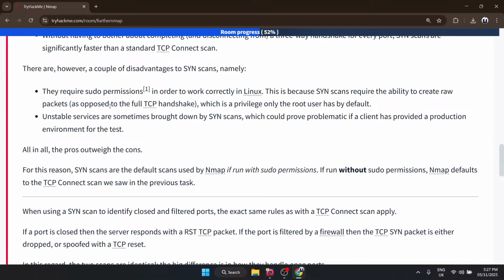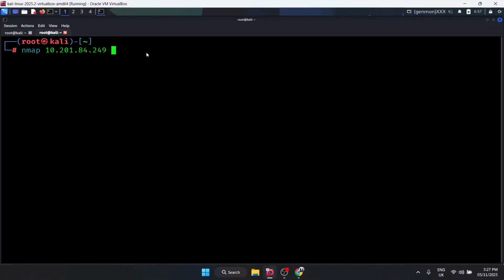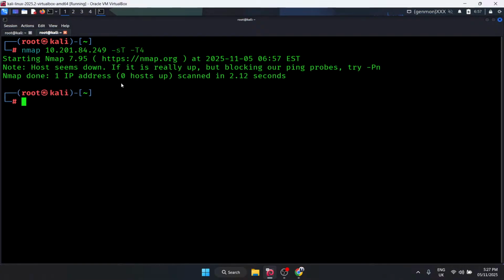As opposed to the full TCP scan, which is a privilege only to the root user by default. Okay, so let's simply do the SYN scan and the TCP scan. I'm going to put over here hyphen sT, and do not forget the timing, you can say. Let's manage that as well. Let's put hyphen T4 for faster. Okay, host seems down.